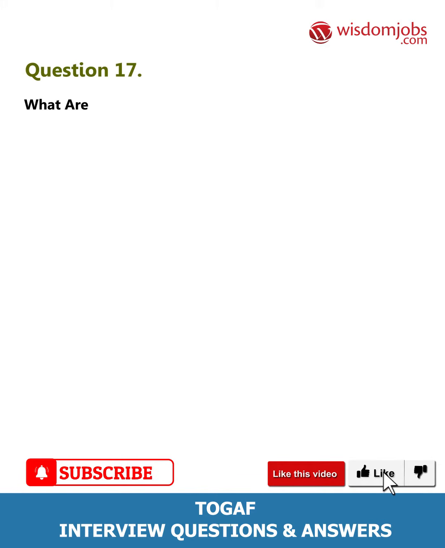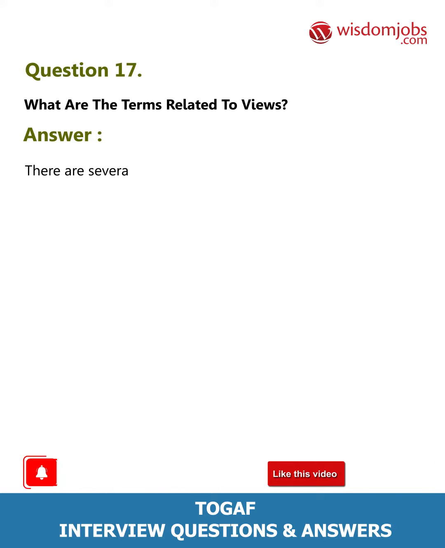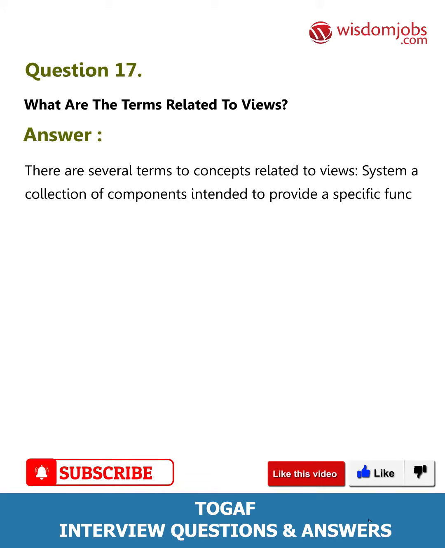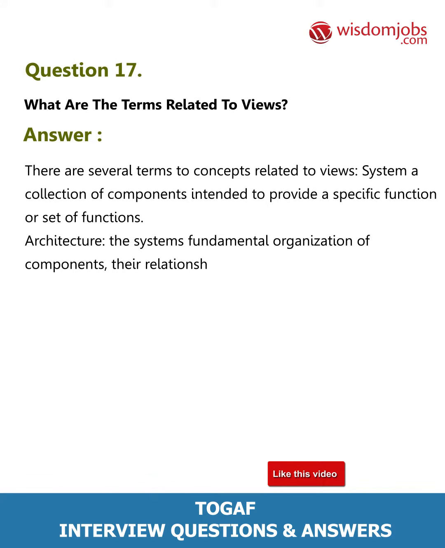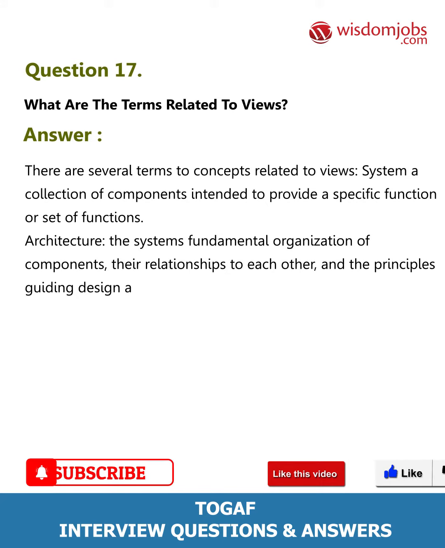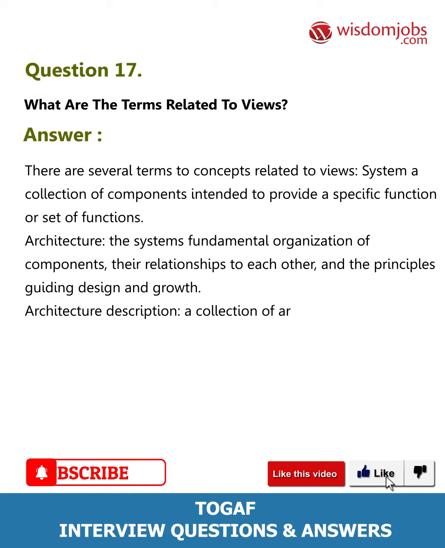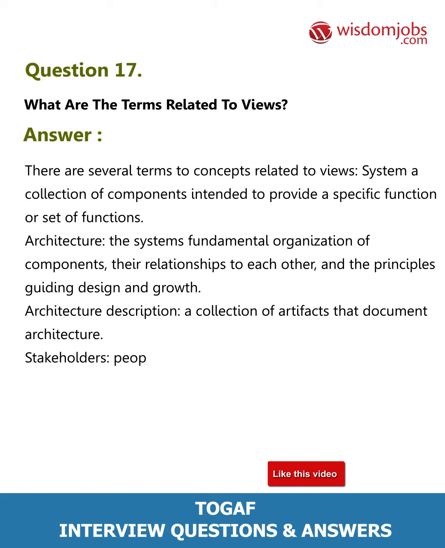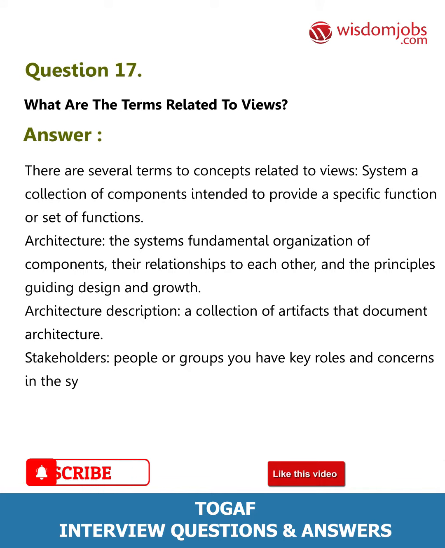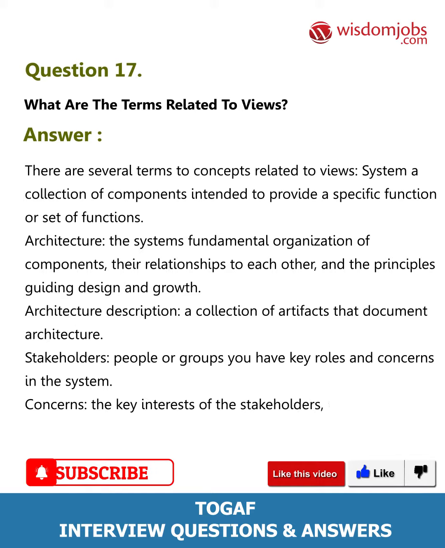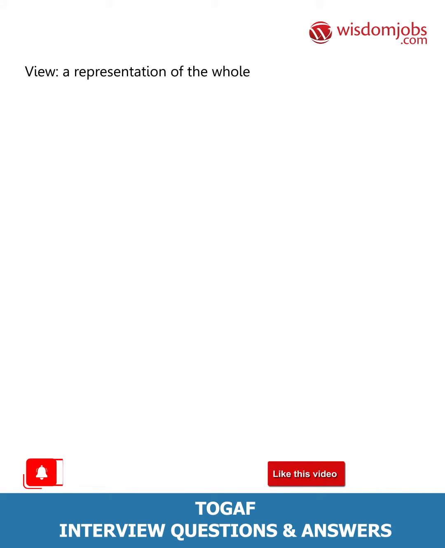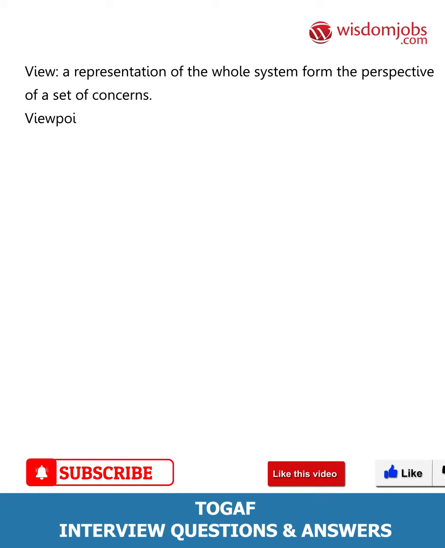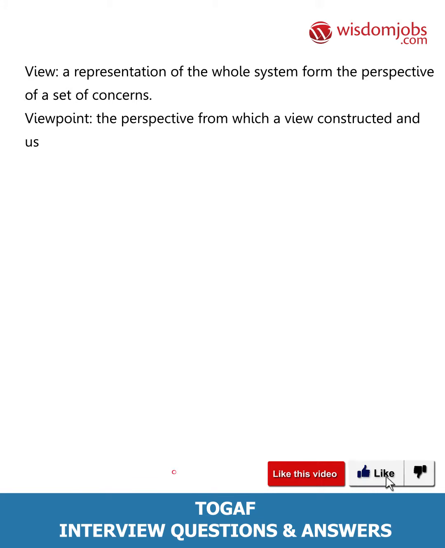Question 17. What are the terms related to views? Answer. There are several terms and concepts related to views. System, a collection of components intended to provide a specific function or set of functions. Architecture, the system's fundamental organization of components, their relationships to each other, and the principles guiding design and growth. Architecture description, a collection of artifacts that document architecture. Stakeholders, people or groups who have key roles and concerns in the system. Concerns, the key interests of the stakeholders which determine the acceptability of the system in the environment. View, a representation of the whole system from the perspective of a set of concerns. Viewpoint, the perspective from which a view is constructed and used.